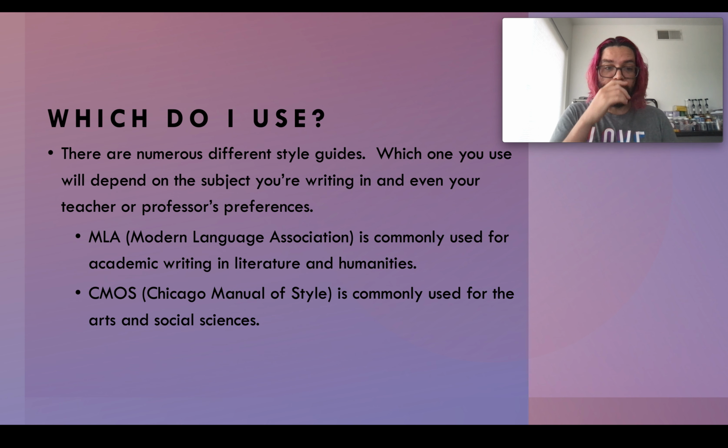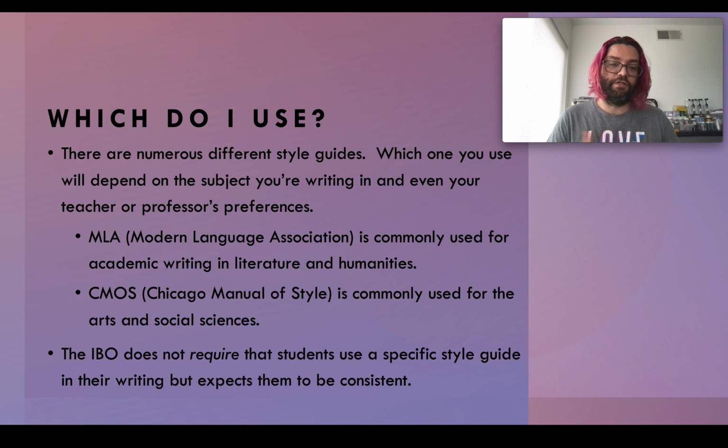For instance, MLA, or the Modern Language Association, is commonly used for academic writing in literature and humanities, but that doesn't mean that every English paper or literature paper you ever write has to be in MLA. You should make sure that you talk to your teacher or your professor to see what they want. So MLA is a really common one. Another one that comes up quite often is the Chicago Manual of Style, or CMOS. That's commonly used for the arts and the social sciences, and it turns out that something close to the Chicago Manual of Style is what's used for math papers.